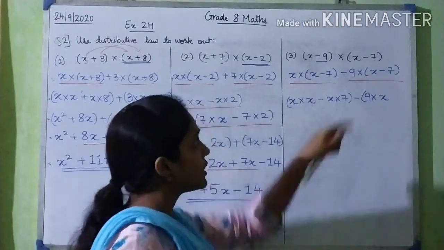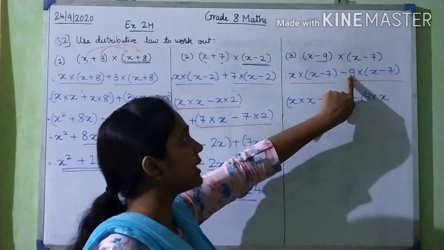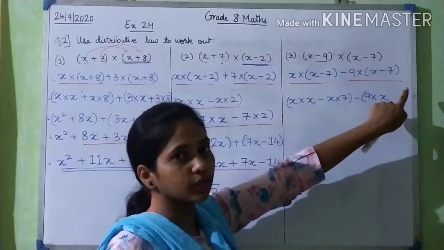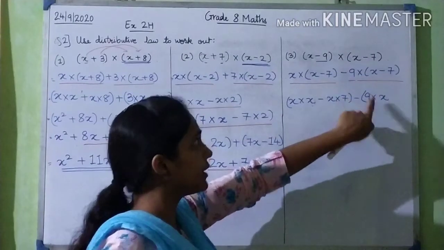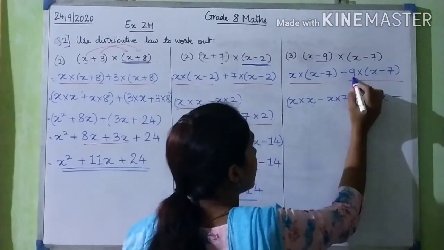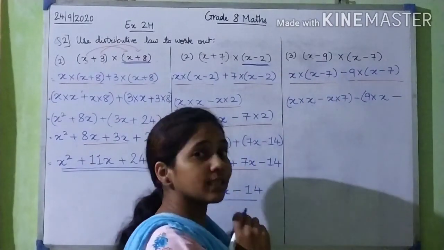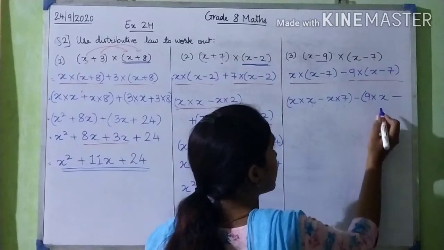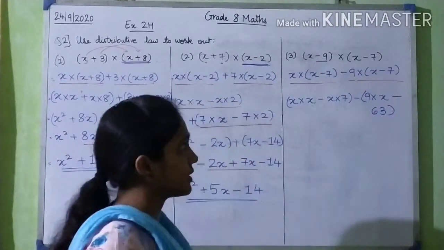Okay. So this becomes this minus sign. I have kept it as it is and I am only multiplying 9 to this whole bracket. Okay. So 9 multiplied by x I have written. Now 9, there is a minus sign in between, so I write minus. 9 into 7 is how much? 7 7s are 49, 7 8s are 56, 7 9s are 63. So 7 9s are 63. Okay. So I've got this now.